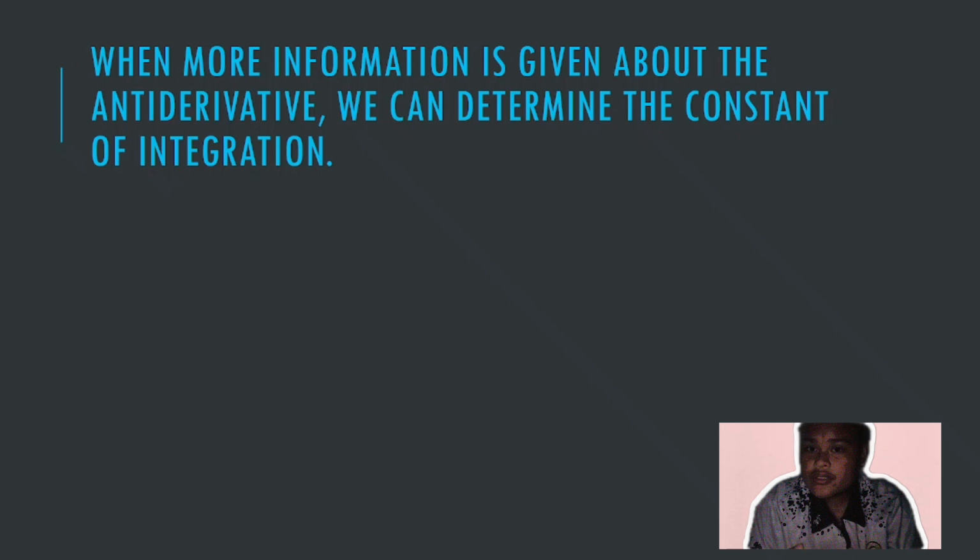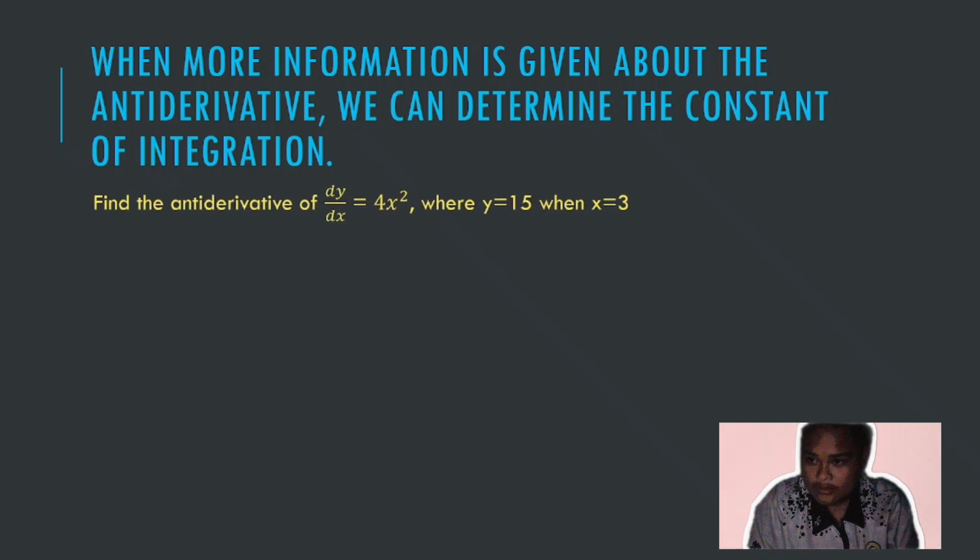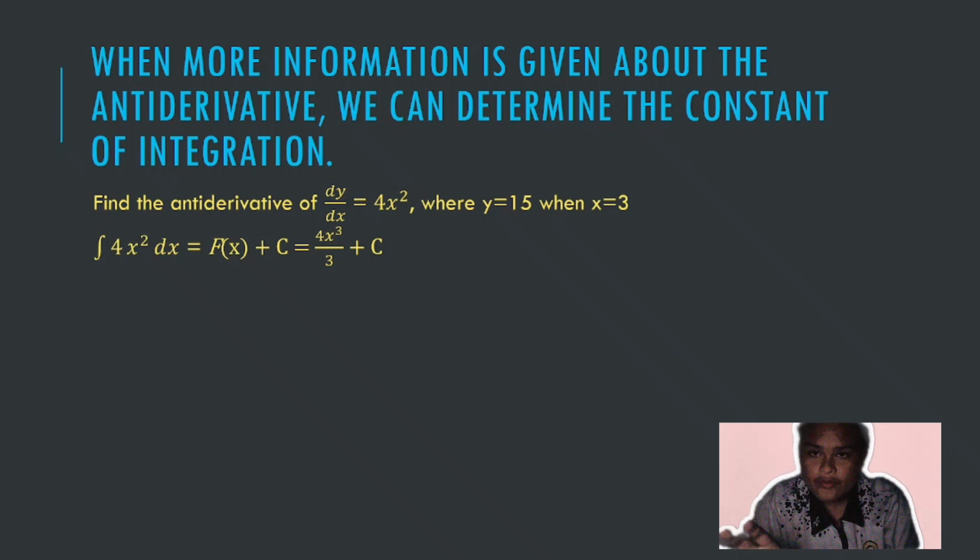When there is information given in the antiderivative, we can determine the constant in integration. So, this is the example. Find the antiderivative of dy over dx is equals to 4x squared, where y is equals to 15 when x is equals to 3. So, here we are integrating it with the given formula, x raised to n plus 1 over n plus 1. So, here we got 4x raised to 3 over 3 plus c.